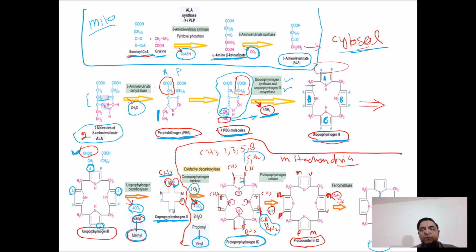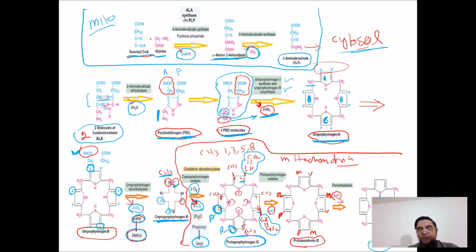See here, we have a vinyl group, CH=CH2. So now we have this structure, which is called protoporphyrinogen IX. In this structure, at position 1, 3, 5, and 8 we have a methyl group. At position 2 and 4, we have a vinyl group. This is 1, 2, 3, 4, 5, 6, 7, 8. At positions 6 and 7 we have propionic acid.